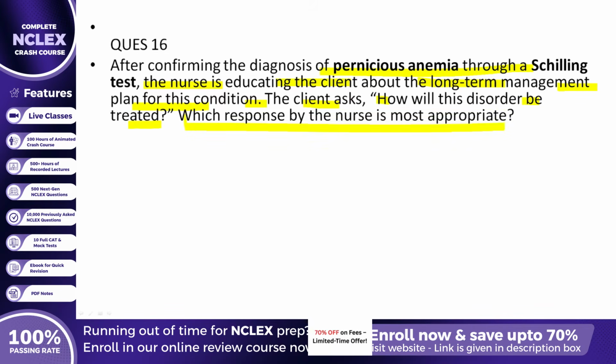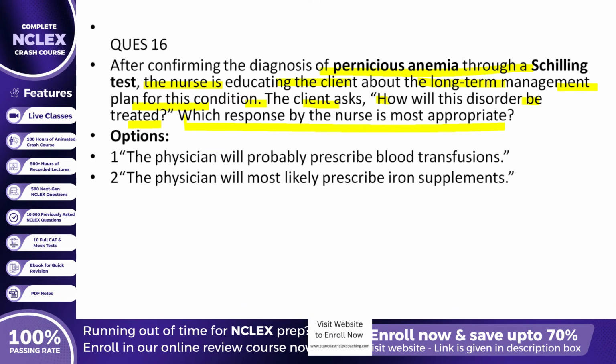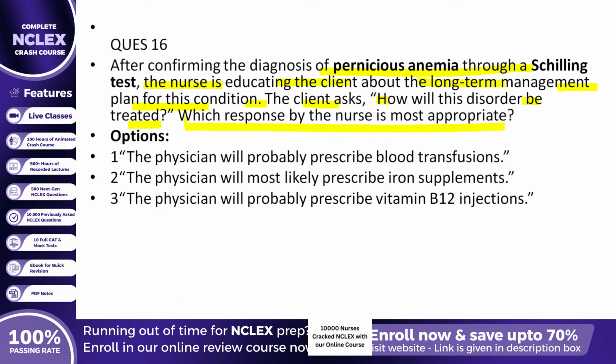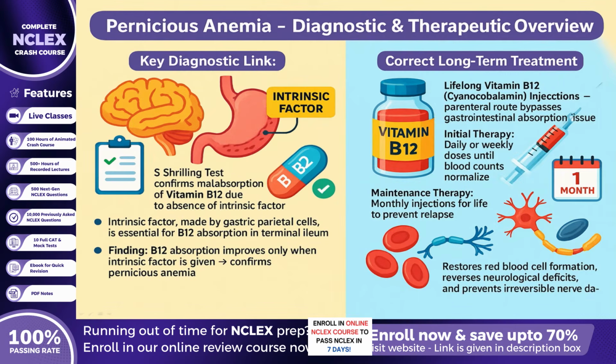Option 1 states, the physician will probably prescribe blood transfusions. Option 2 says, the physician will most likely prescribe iron supplement. Option 3 mentions, the physician will probably prescribe vitamin B12 injections. Option 4 indicates, the physician will probably prescribe vitamin K injections. The correct answer is option 3. The physician will probably prescribe vitamin B12 injections. Now, let us understand why this option is correct through a detailed explanation.